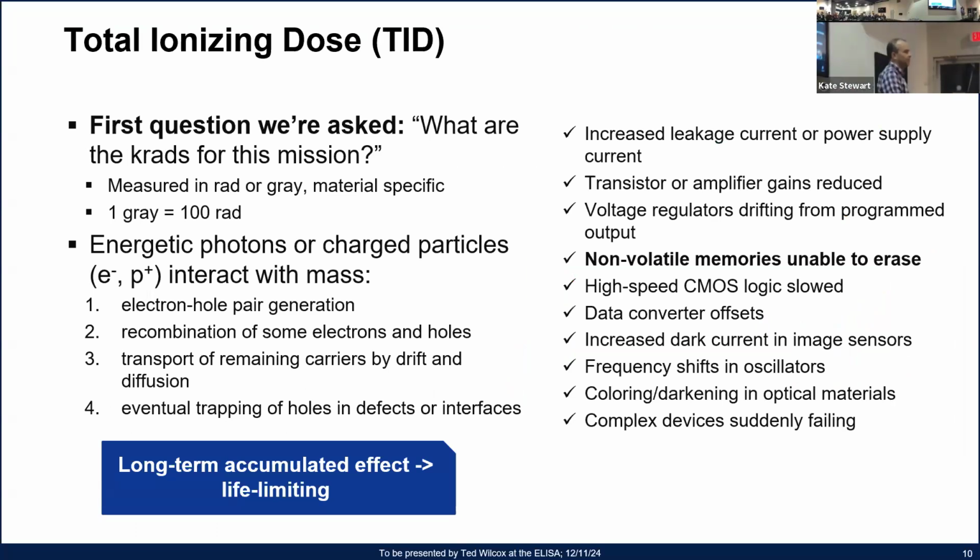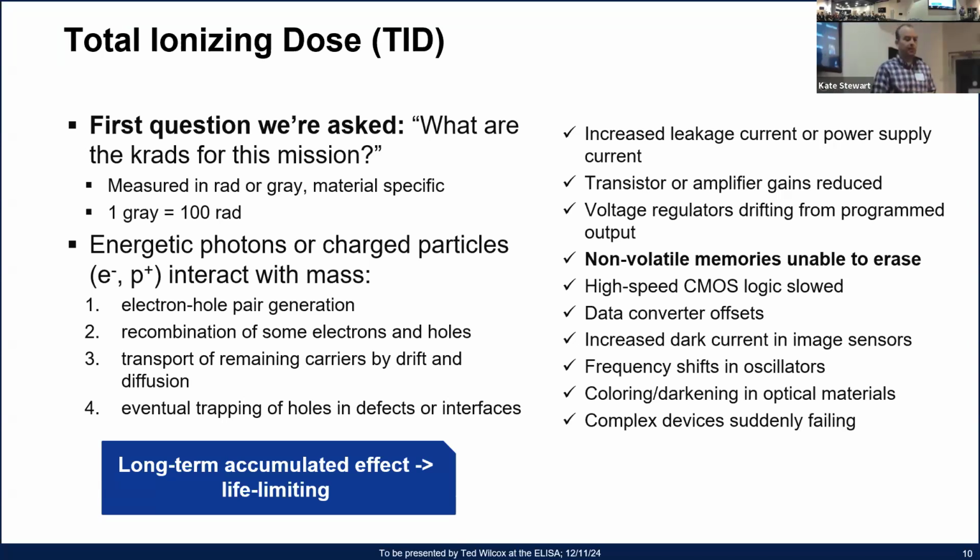One of the first questions I'm asked working on a project is, hey, what are the KRADs? Well, okay, it's not quite that simple. But when we talk about total ionizing dose, we are talking about a quantity measured in rad or gray, depending on whether you are American or the rest of the world. A gray is 100 rad, just for reference here. This is a result of energetic photons and charged particles interacting with any mass really, but in particular our electronic system. So generally we're talking about silicon and silicon dioxide within a semiconductor material. This is, again, a long-term accumulated effect.